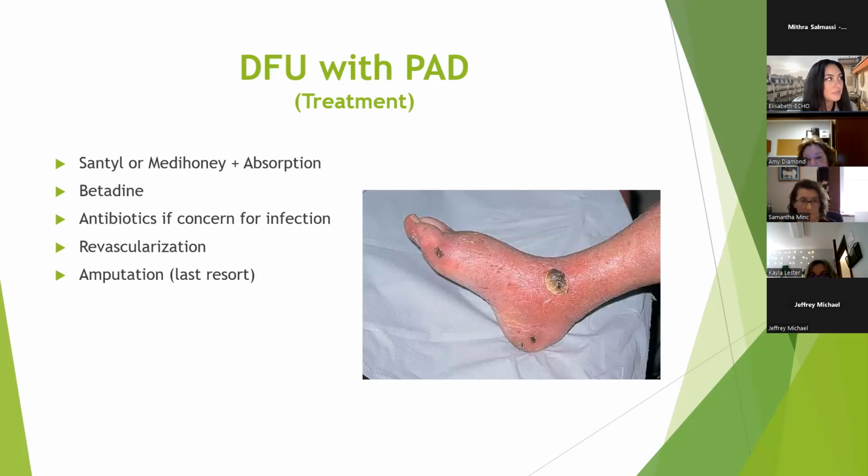Antibiotics can be a consideration too if you feel there's a concomitant infection involved, but revascularization is the big thing. That's what's going to save the limb. That's what's going to turn these wounds around. You can do all this wound care, but it's not enough oxygen. Then obviously amputation usually is the last resort with these patients. Next slide.